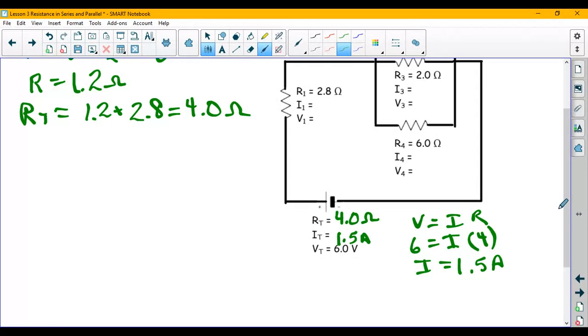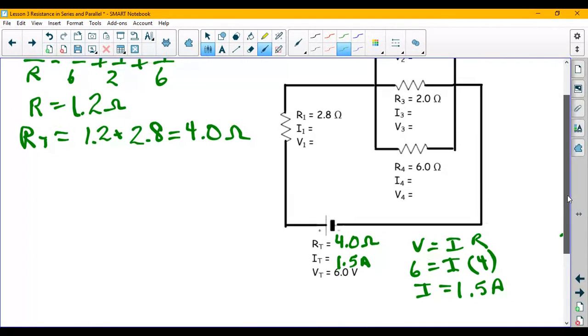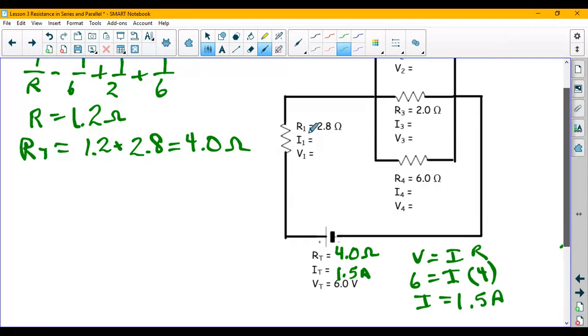That is useful because when I go and look at this, I can see that all of that current has to pass through this resistor. So that means I can now say this is 1.5 amps as well. This now lets me use V equals IR to find this. So V equals 1.5 times 2.8. I'm not even going to bother to write that down because that's pretty much just easy. I can put that right in my calculator, multiply those two numbers, and I get 4.2 volts.